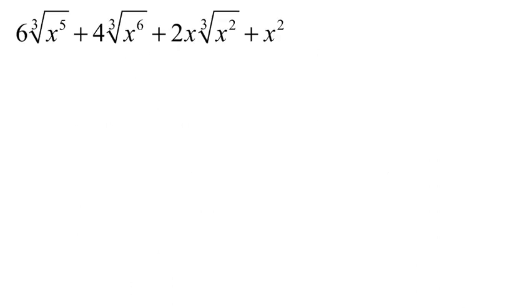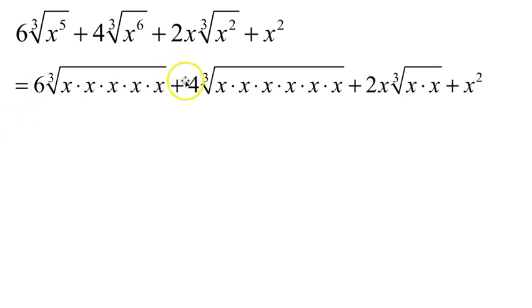We have 6 times the cube root of x to the 5th plus 4 times the cube root of x to the 6th plus 2x times the cube root of x squared plus x squared. We want to simplify this. Now, I believe that we should factor these. So x to the 5th is x, x, x, x, x. x to the 6th is x, x, x, x, x, x.